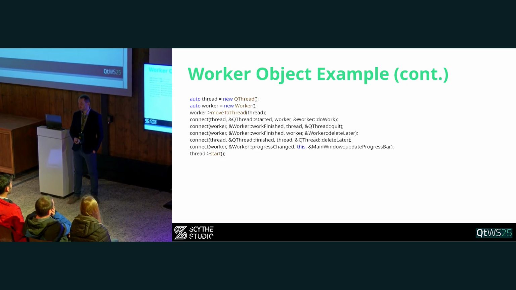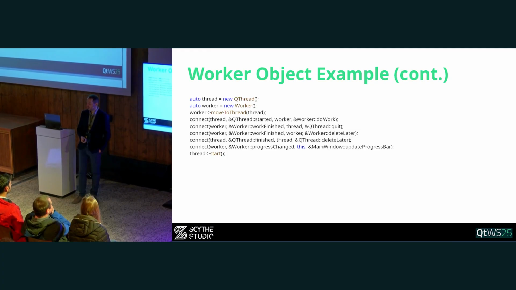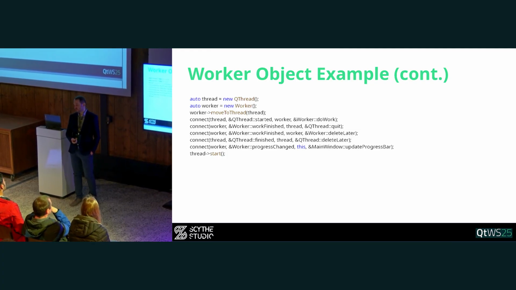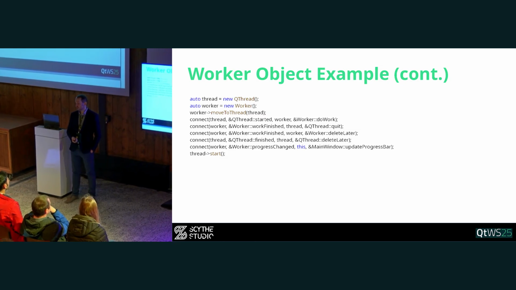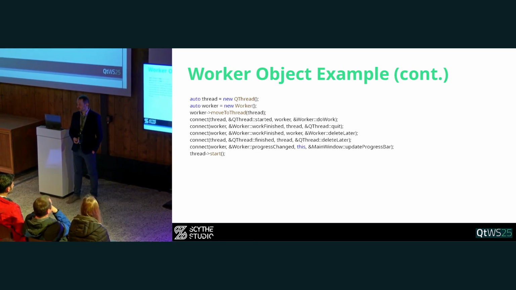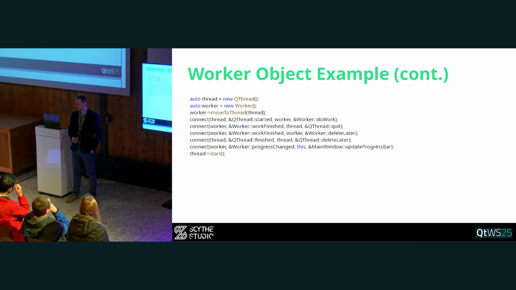You need to move your worker object to that thread by calling the moveToThread method. Then you need to set up a few signals. First of all, you need to connect the QThread started signal to the slot in your worker object. Also, you should connect your custom finished signal to QThread's quit slot. This is the way to actually stop the thread when it is no longer needed.